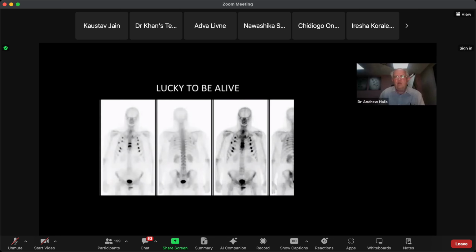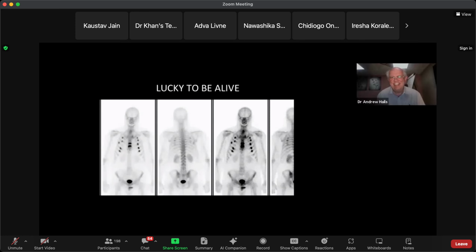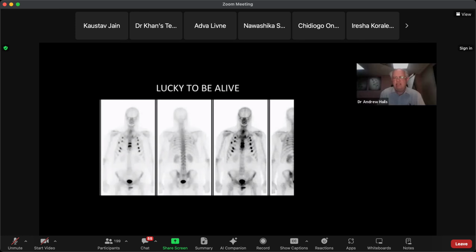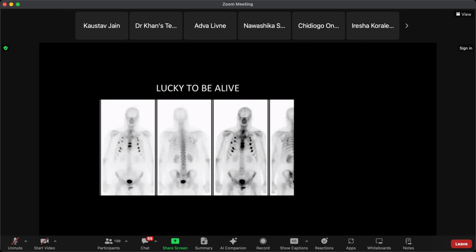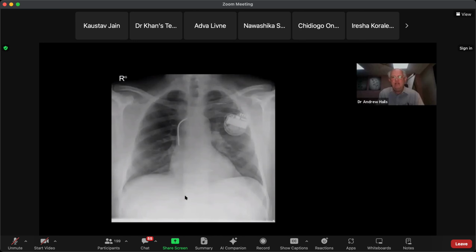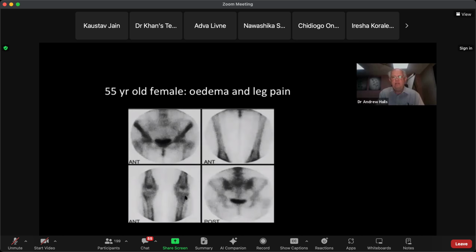Right, and so what's happened to this person? They've been resuscitated. They've got intensity in the sternum and bilateral rib fractures in the distribution in which chest compressions would have put the maximal pressure and force against the rib. Yes, that's right. And they're lucky to be alive, so that was helpful clinical information. Yeah, cardiac massage.